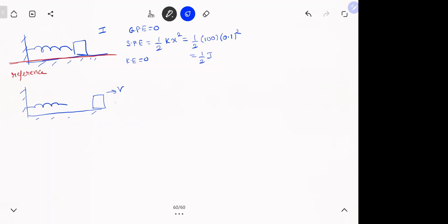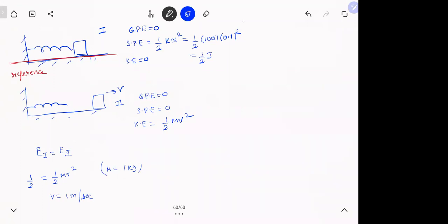This is my state 2. Gravitational energy is 0 because you're still at the same height. Spring energy is 0 because the spring has got to natural length. Kinetic energy is half mv square. Energy in state 1 is equal to energy in state 2. We're still on the table part of this thing. So half is equal to half mv square, and m is 1. So v is equal to 1 meter per second. Great. The next part.